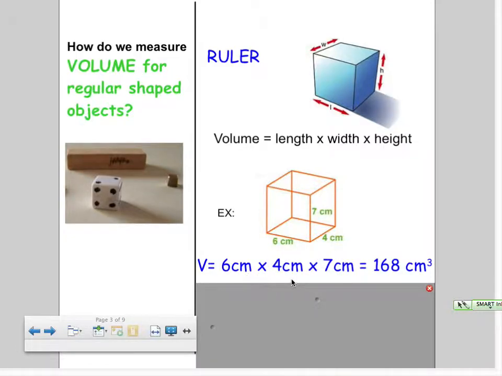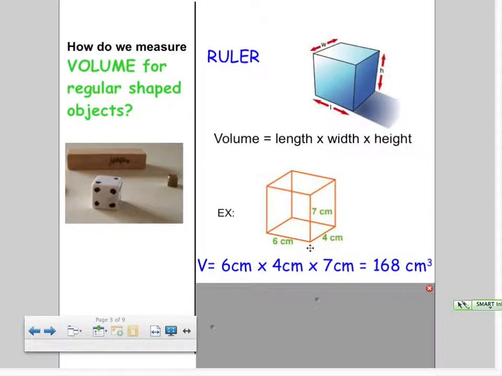Remember to always keep the units of measurement, and so you have 168 centimeters cubed if I did my math correct. So your volume is 168 centimeters cubed. Pretty easy how to find the measurement for volume using a ruler on nicely shaped objects.